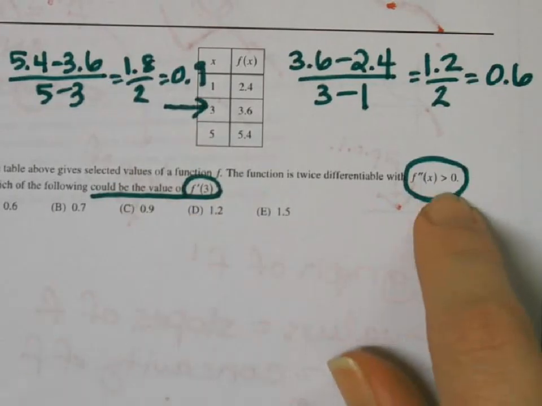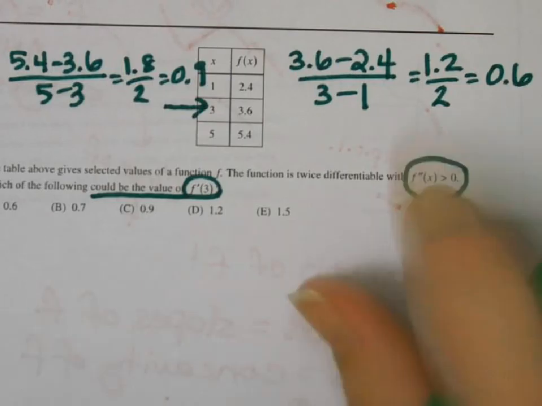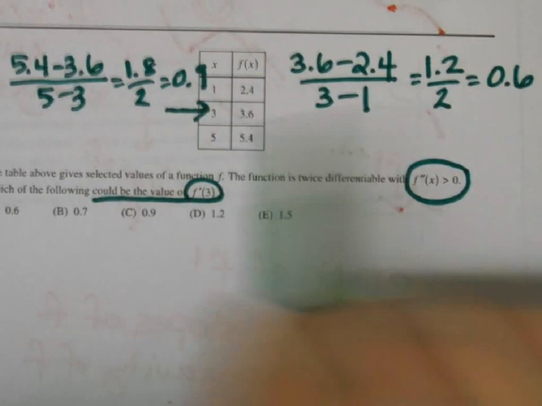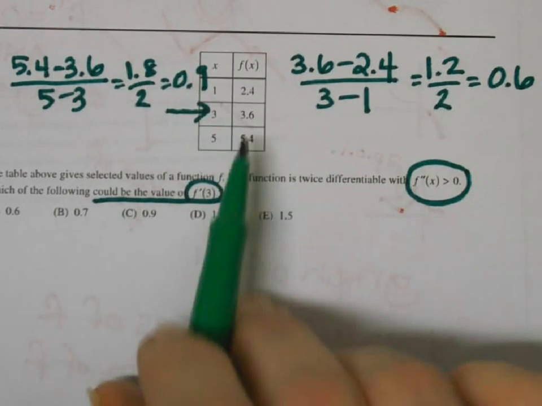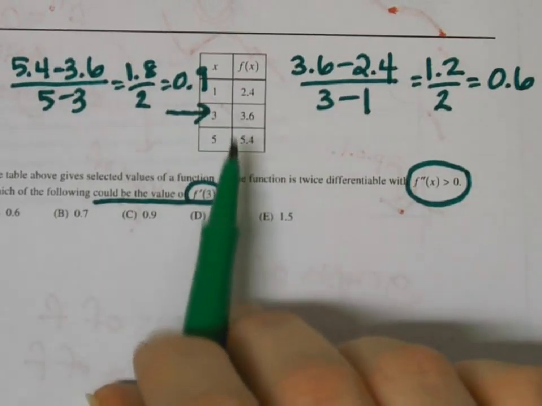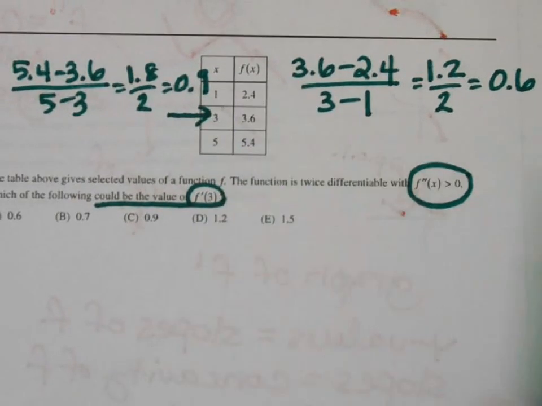When you use the slope formula, you're estimating the slope. The derivative is the actual slope at a single point, not between 2 points. And so the answer is between 0.6 and 0.9. It's 0.7. That's a B. That was kind of tricky.